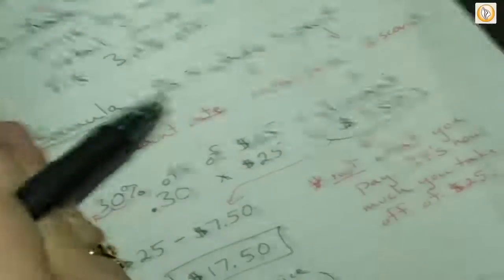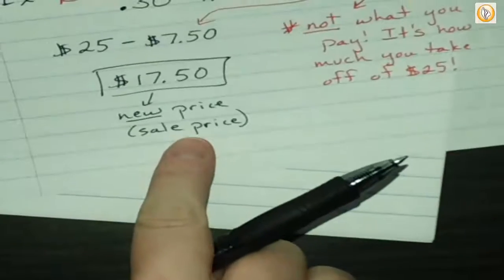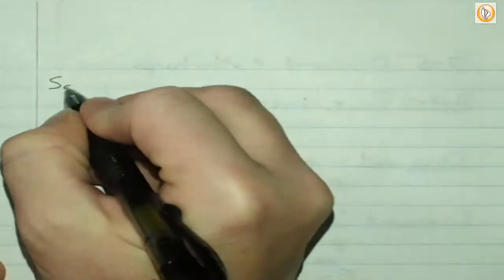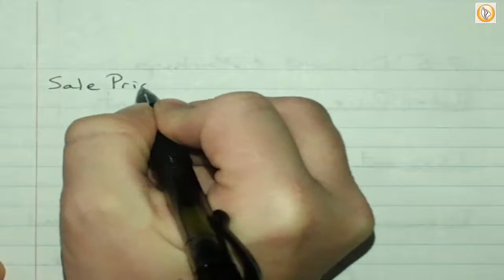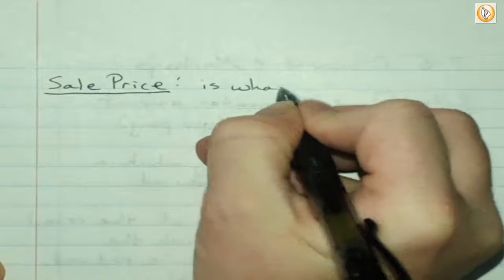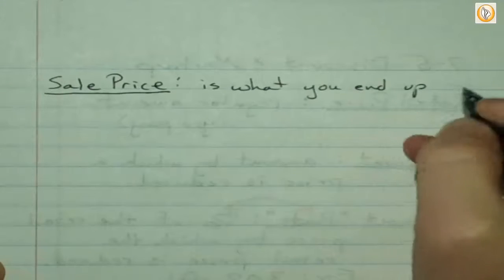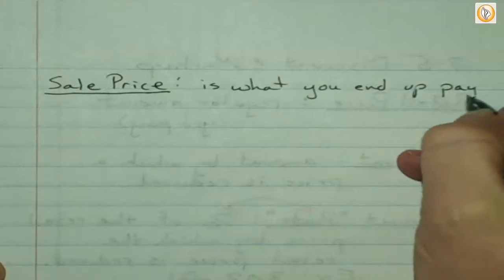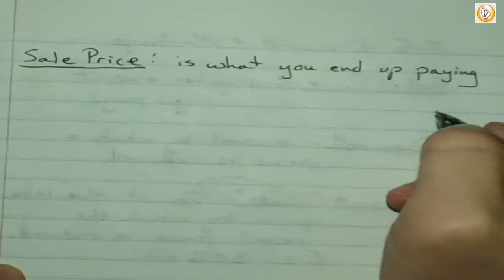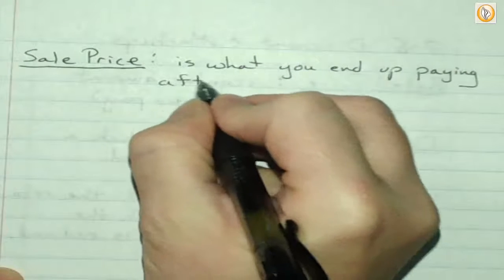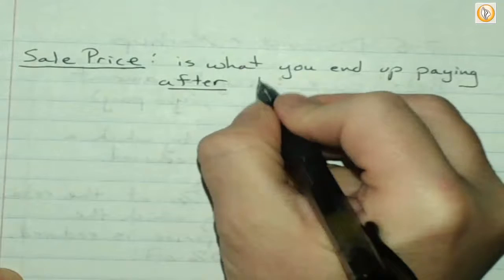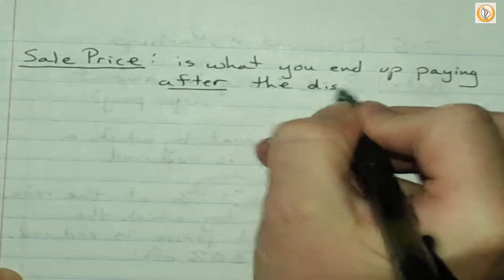Now, I just told you that this is the sale price right here, right? That's how much you're now paying. So, we need to write that down. Sale price is what you end up paying after the discount.